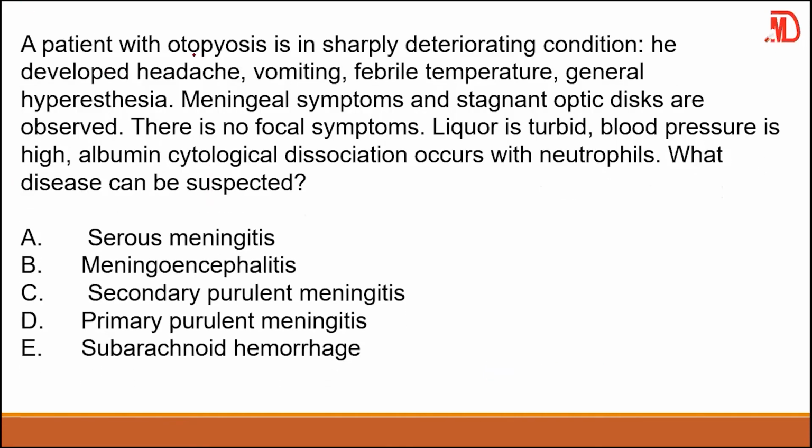A patient with autopyosis is in sharply deteriorating condition. When we say auto, the word auto means what? Ear. Pyosis means what? Pus formation. So simply put, the presence of pus in the ear. That's how to analyze a question. The person is in sharply deteriorating condition. He developed headache, vomiting, febrile temperature, general hyperesthesia, meningeal symptoms, and stagnant optic discs are observed.